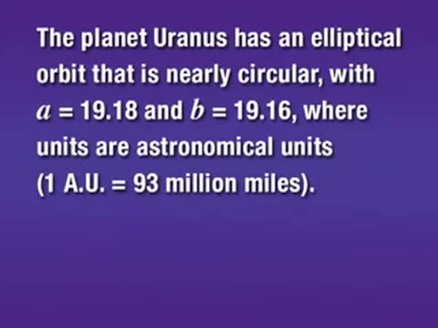The planet Uranus has an elliptical orbit that is nearly circular, with a equal to 19.18 and b equal to 19.16, where units are astronomical units. 1 astronomical unit equals 93 million miles.